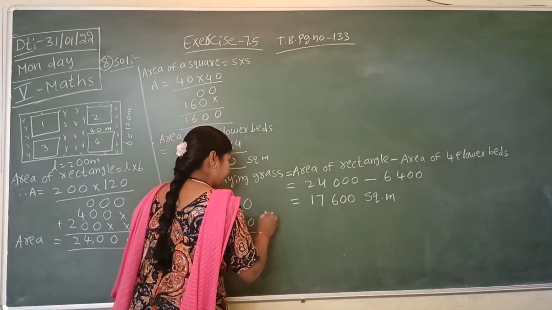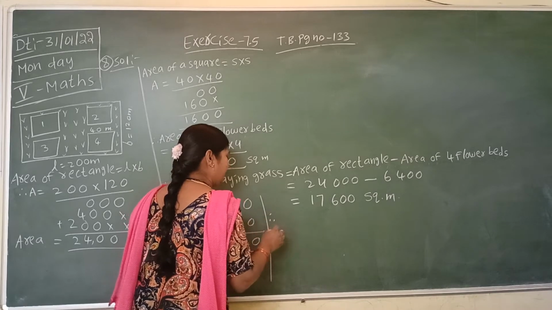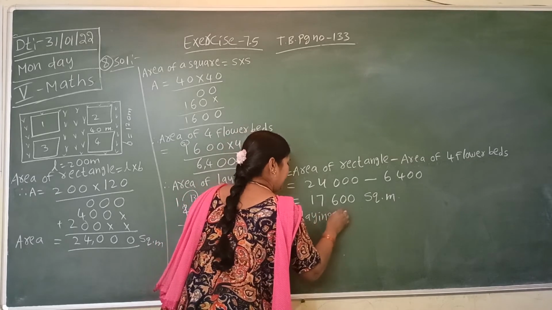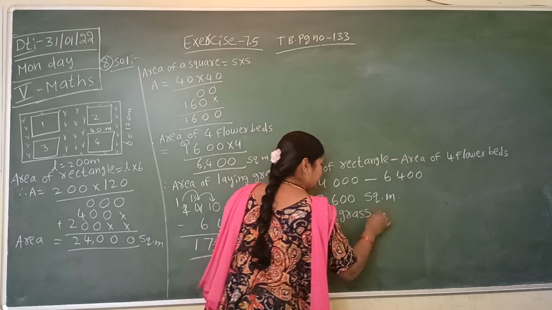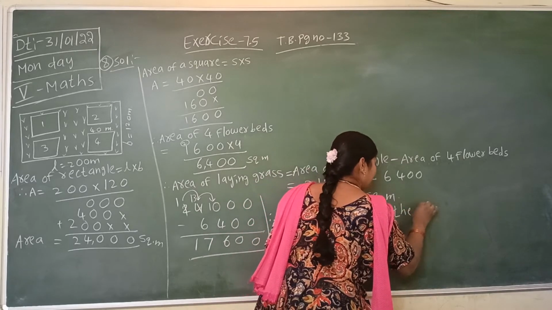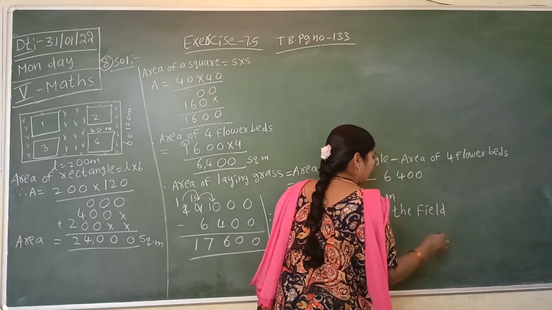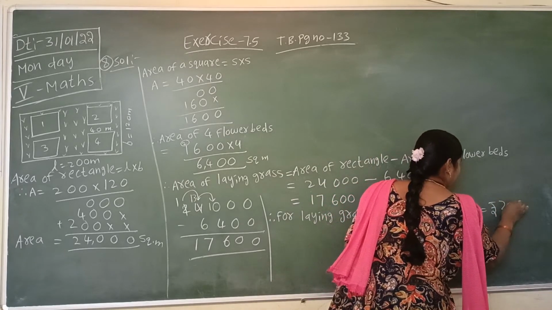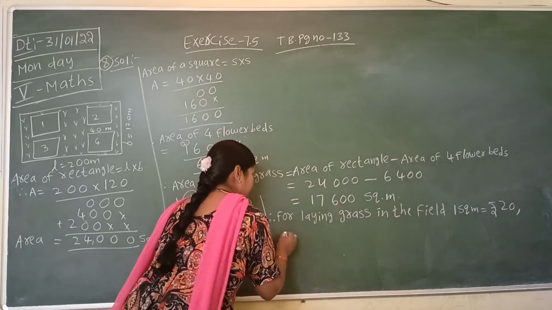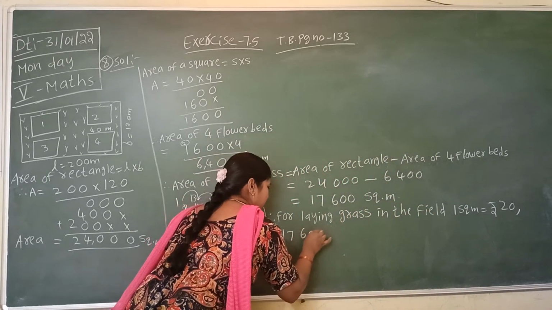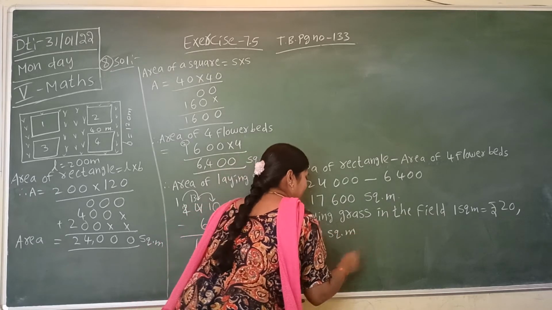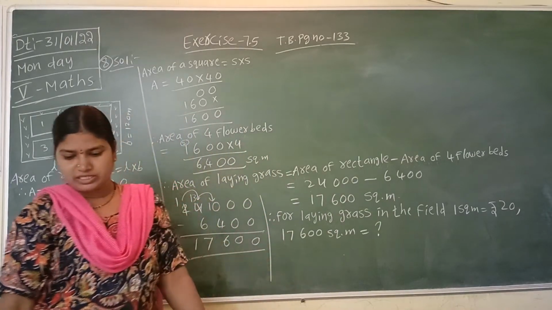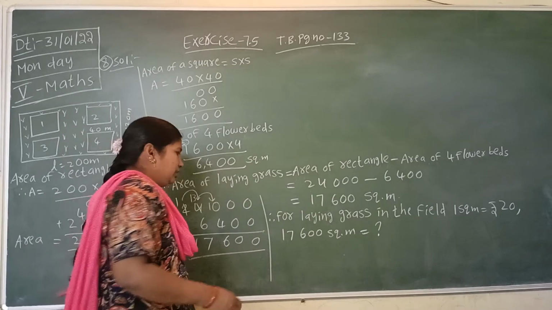Now, therefore, for laying grass in the field, 1 square meter is equal to 20 rupees. Then 17,600 square meters equal to how much? Now this 17,600, do the multiplication with the 20.